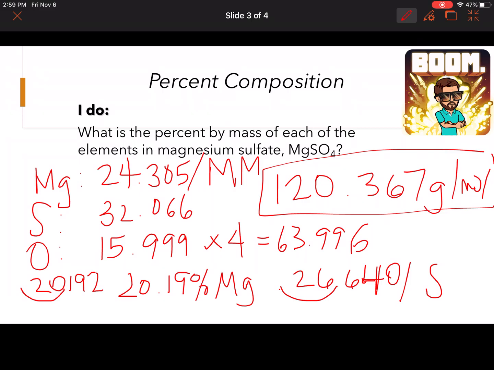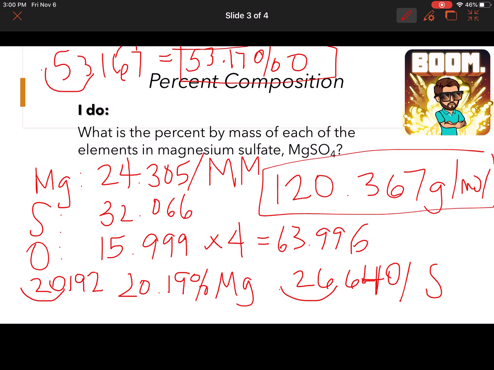And the last one, oxygen, 63.996 divided by 120.367 gives me 0.531667. And so since I'm going to 2 decimal places here, 53.167 rounds to 53.17% oxygen. What if I want to check and make sure I'm good?